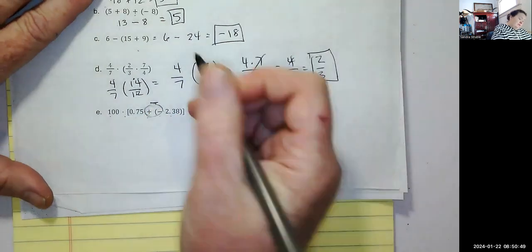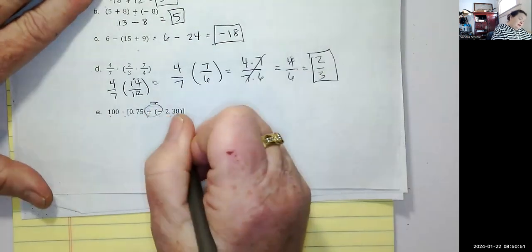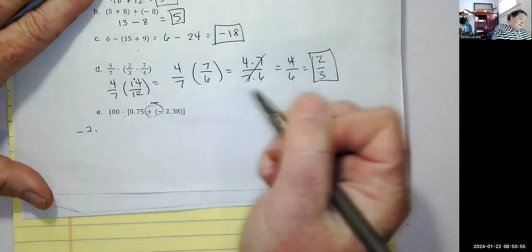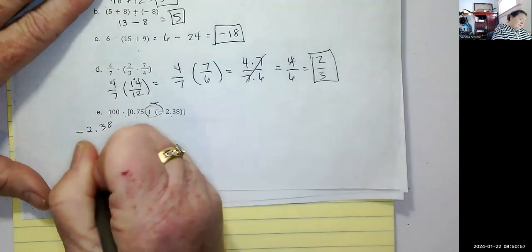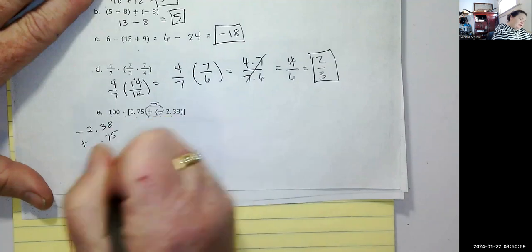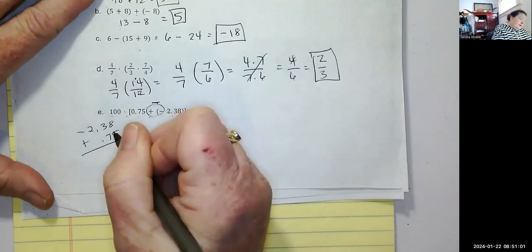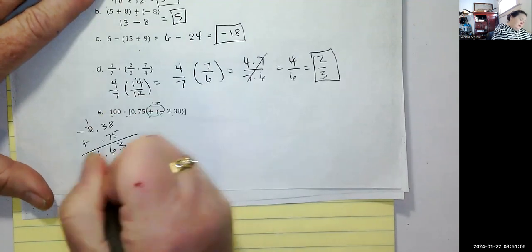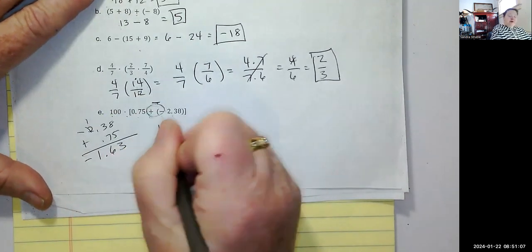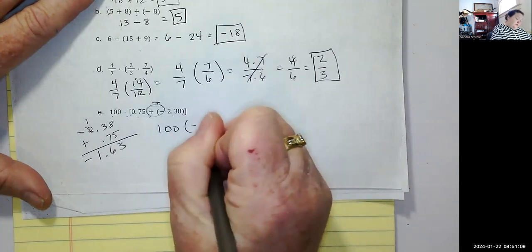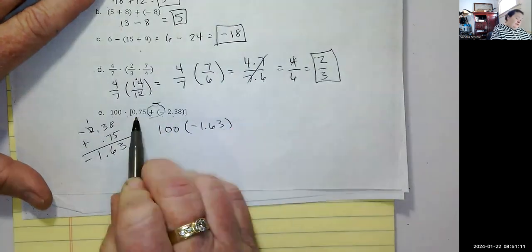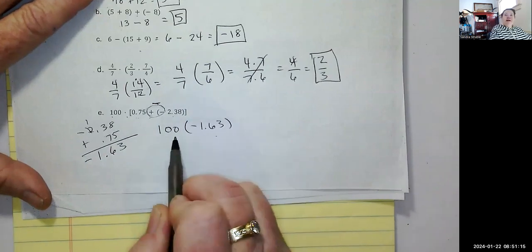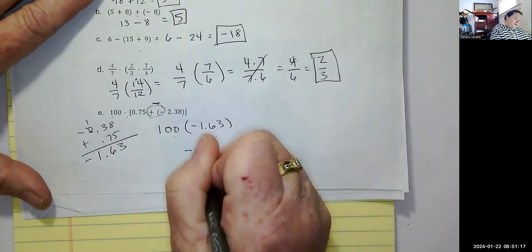Okay, I don't know why they do that. But 2.38 is negative, and then 0.75, so negative 2.38 plus 0.75. I'm going to subtract these real quick. Okay, you can use your calculator. I do not have mine. 1.63, so 0.75 minus 2.38 is negative 1.63 times 100 is negative 163.